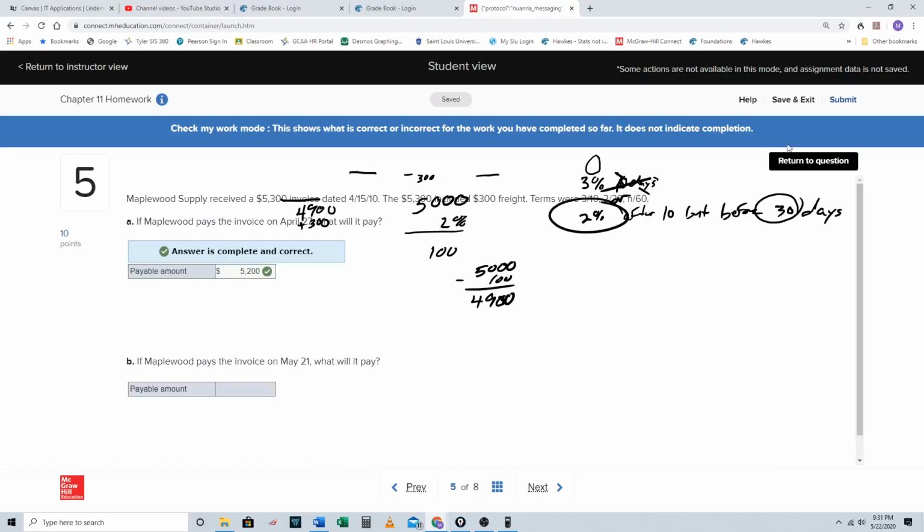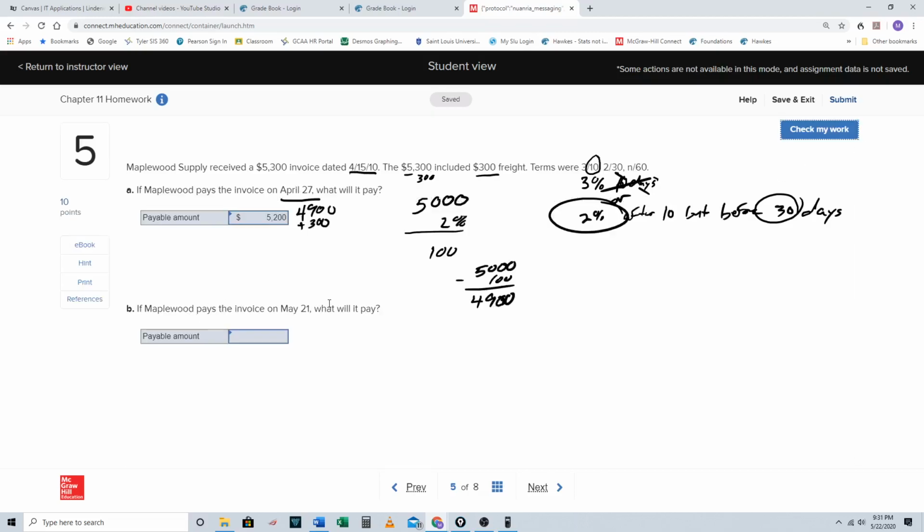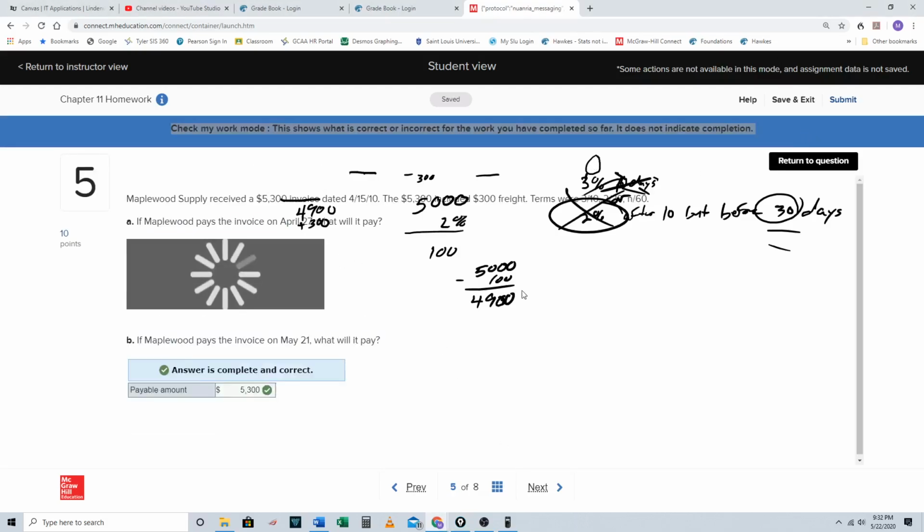Yeah, we're good so far. So we have to answer part 2. Now, what if they pay on May 21st? Did they meet the requirements for either discount, 10 days or 30 days? No. April's only 30 days, so they had to pay before May 15th, and they did not. So they get no discount here, which means they just pay the full amount, $5,300. And that's it.